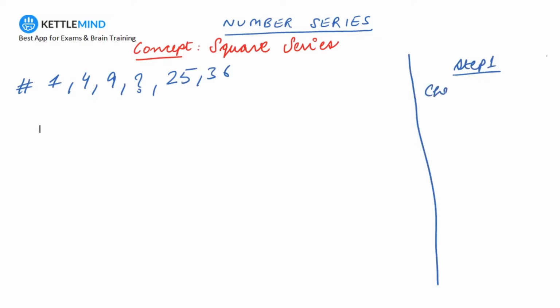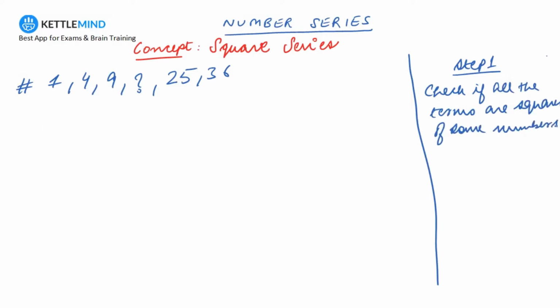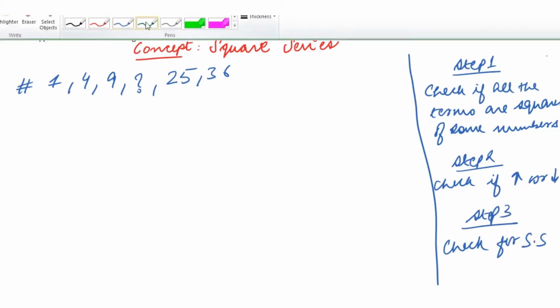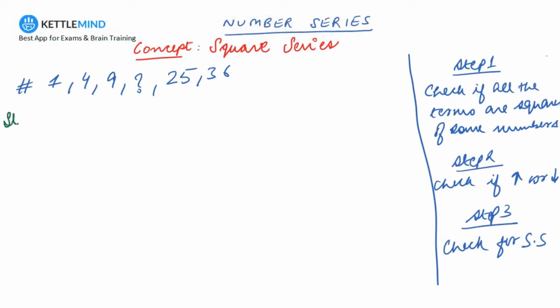In step 1 we check if all the terms are squares of some numbers. Step 2 says check if increasing or decreasing. Step 3 says check for square series, right? So now in order to evaluate this question mark, we'll be following the same steps. We will do step 1 first.